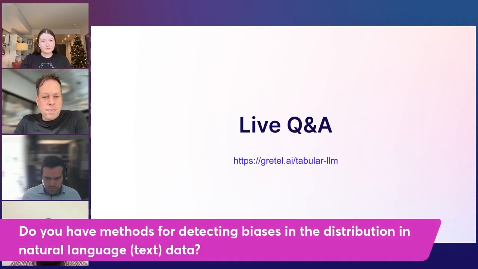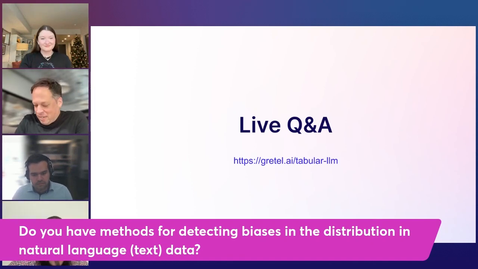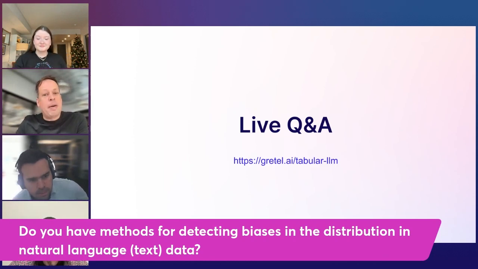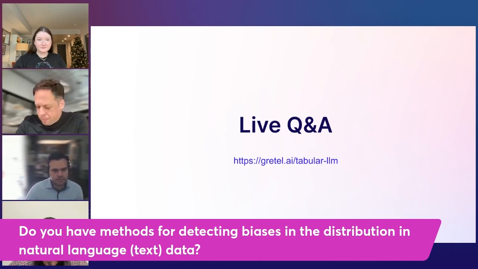Cool. Another interesting question that just came in from the live chat is, do you have methods for detecting biases in the distribution of natural language text data? And I think just biases in general in the data, it's an interesting topic. Yeah, and a hard one at that. I think this is hitting on one of the hottest topics in machine learning today, which is alignment and capturing unwanted biases that a model might learn from its training data and replay.